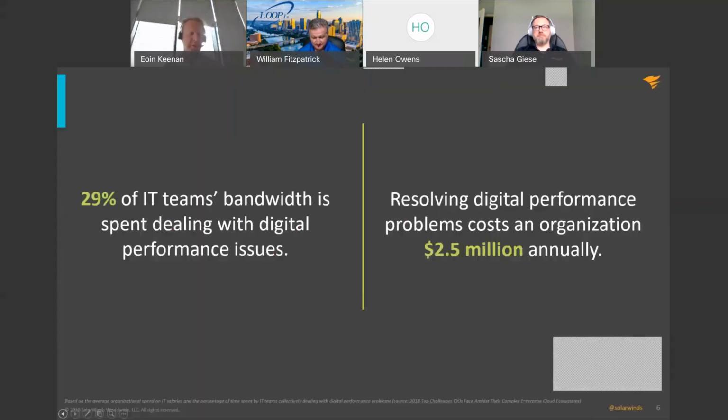So some interesting statistics here: almost 30% of IT teams' bandwidth is spent dealing with digital performance issues. So obviously we're talking about things maybe not working correctly, some kind of degradation in service, performance issues, and so on. And the average cost of resolving these issues is $2.5 million annually. Sometimes it's substantially more than that, or it might be substantially less, depending on the size of the company. But in any event, it's a considerable amount of money to be concerned about.